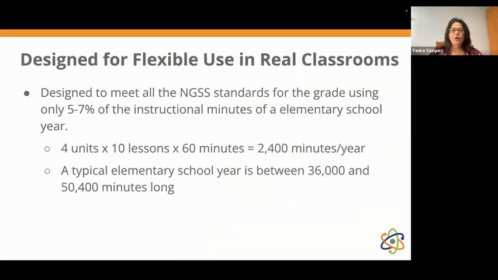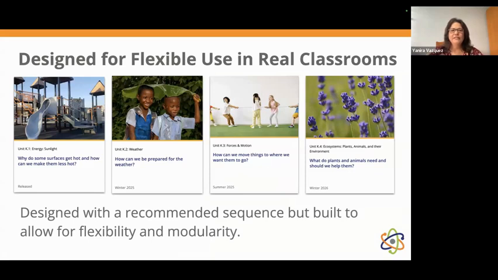And then a few more things about elementary. Sorry, my computer is being very touchy today.